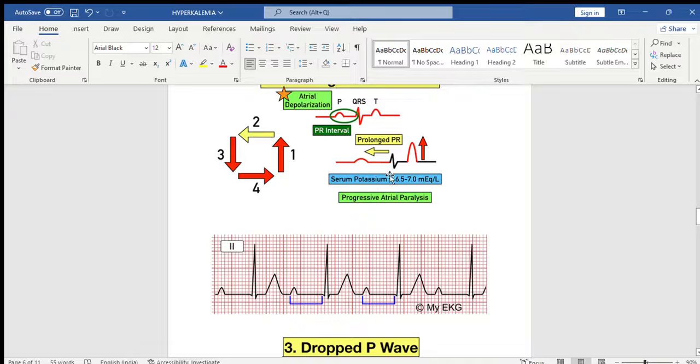Okay, so look at this ECG again. P, Q, R, S, T. This is the second P, and this over here is the PR complex. Now this PR complex is prolonged.